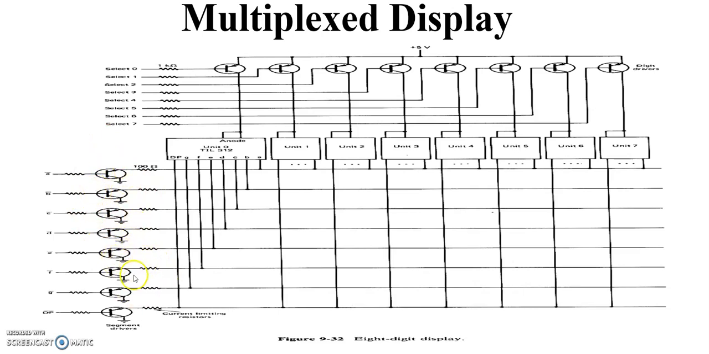All display units share the common segment lines, and only one unit is selected at a time through the digit select line. Each digit is driven for 1 millisecond, and after rotating through all 8 units, the first one is returned to and the sequence is repeated. The displays are repeatedly refreshed to give the illusion of a continuously lit multiple digit display.